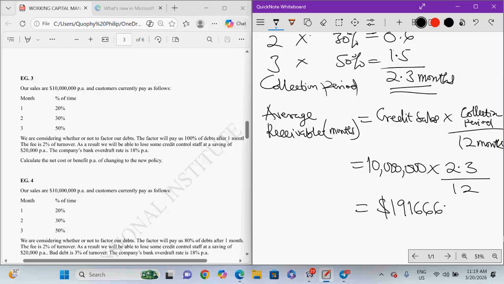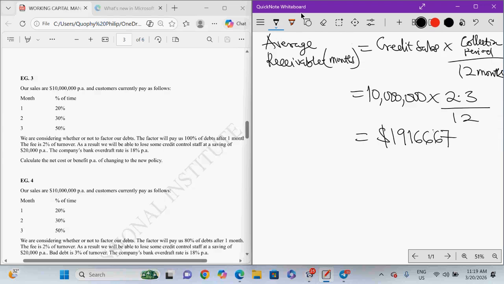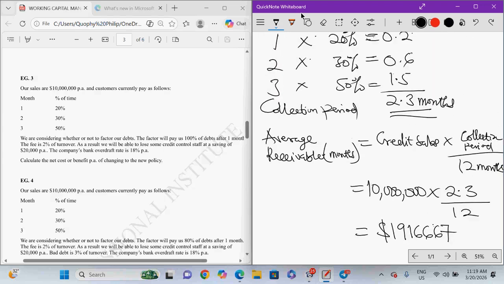1,916,666.67. Can we make it 7? Round it to the nearest whole number. Yes, so you may make it 7. Okay. So this is the current receivables before we hire a factor, right?